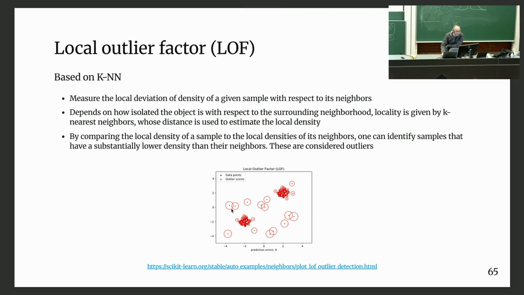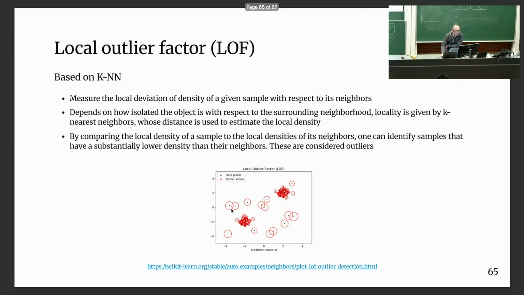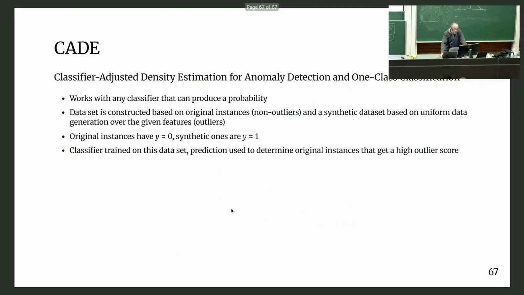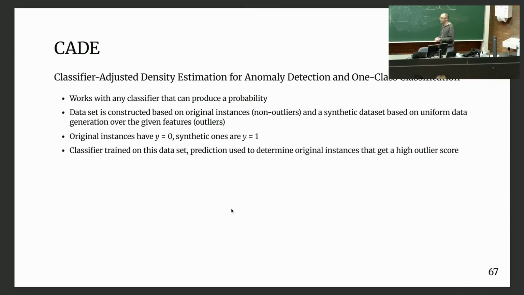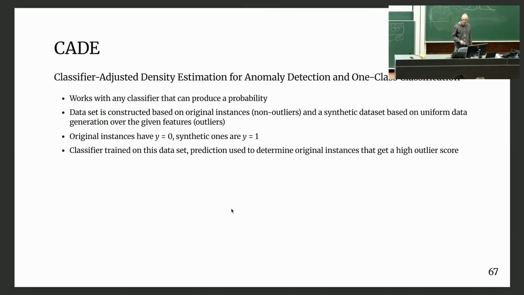Drawback here is that you do need to tune a k value again. With isolation forest, there is basically nothing to tune. So that's why maybe still a little bit preferred, but local outlier factor can also work quite well. Yeah, and here, recall that the reconstruction error of a variational autoencoder can also be utilized as a way to get anomaly scores. You can also try to get a little bit clever or tricky. This is a very old idea called CADE, classifier adjusted density estimation for anomaly detection and one class classification.